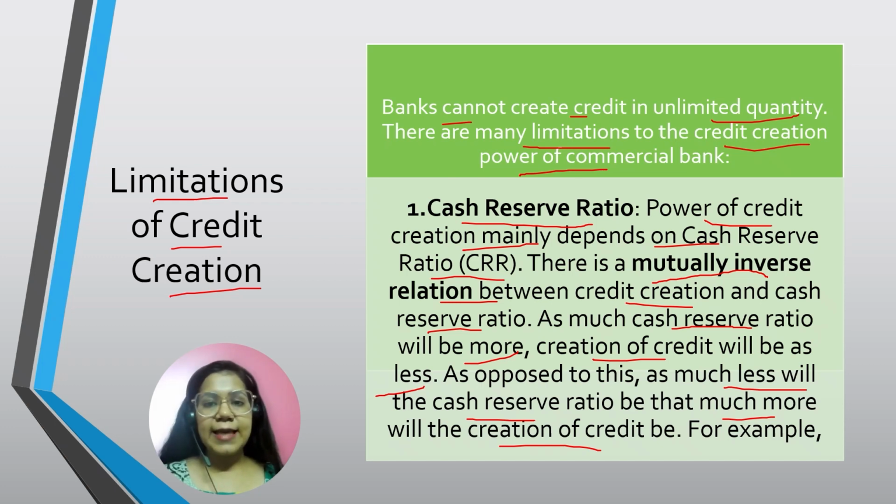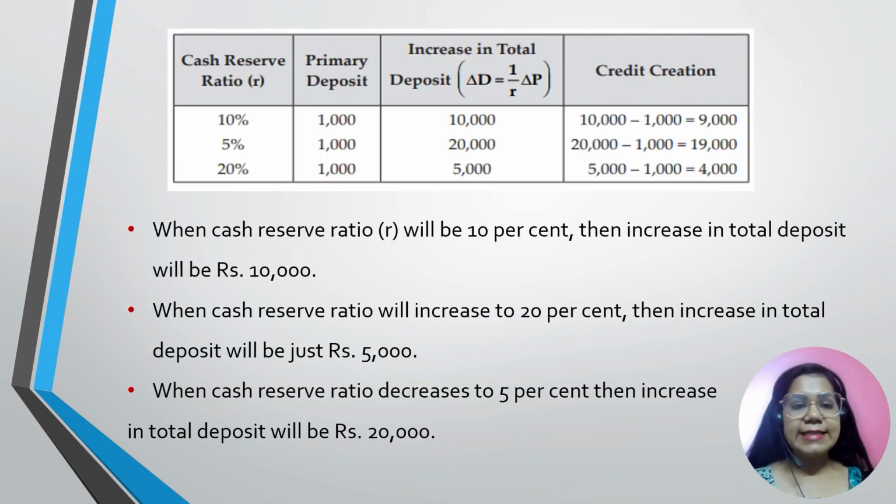In this example, we are going to study three cases. First is when the CRR, which we can denote by R, is 10%, then when R is 5%, and when CRR is 20%, what happens? In all three cases, we are taking the primary deposit as 1000 rupees. Now, how can we find the increase in total deposit? It will be change in D, the increase in total deposit, which will be equal to 1 upon R. Here R is the cash reserve ratio.